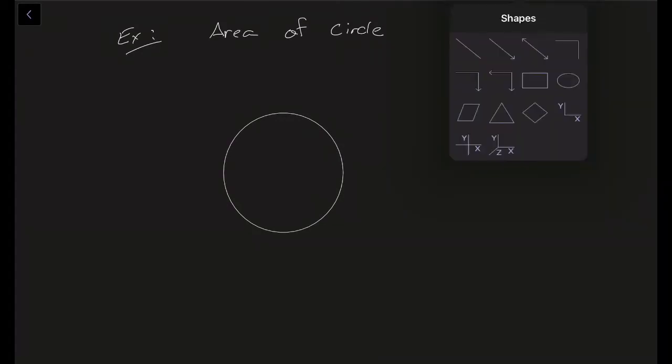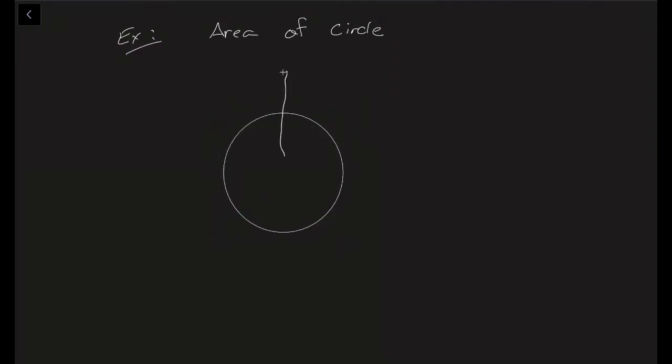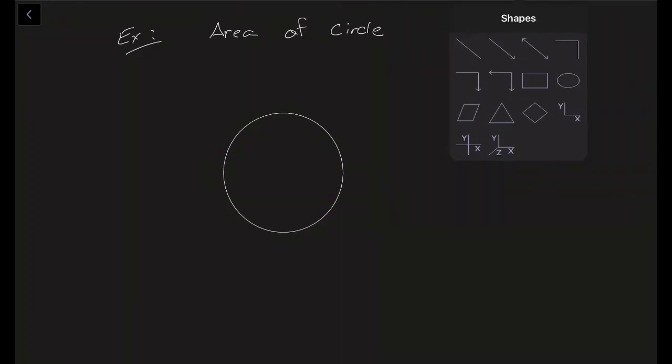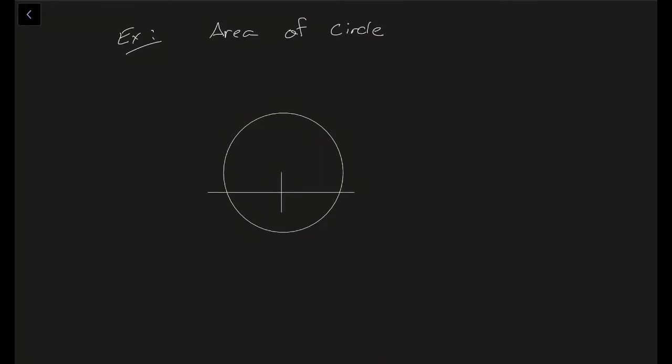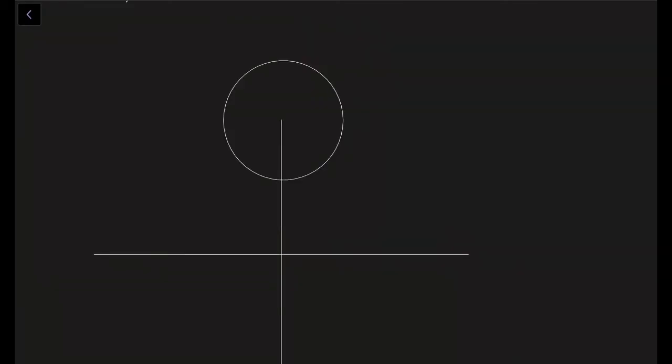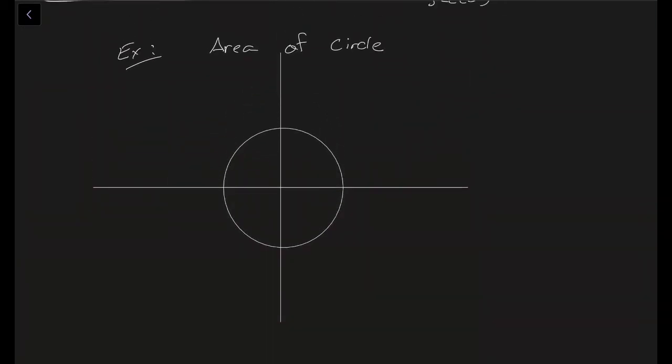Okay. Now for our next one, let's look at the area of a circle. Let's just go ahead and draw a circle here, or as close as we can get, and put some axes on it, like maybe here, and then we'll slide them up. And that looks like about a circle centered at the origin.